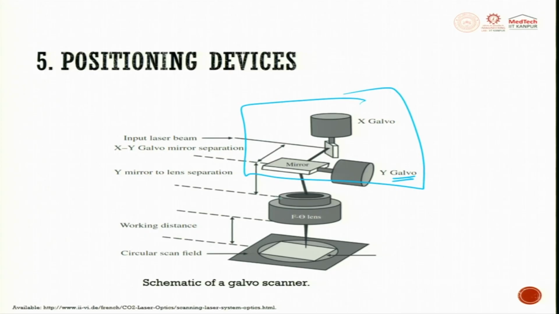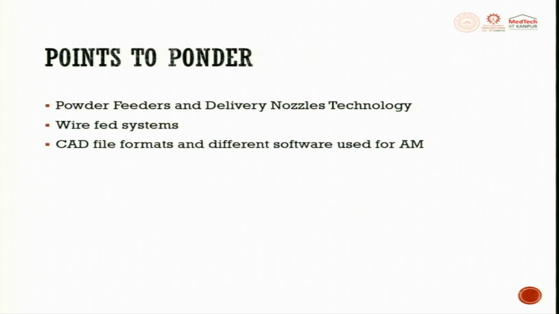You have an X galvo, Y galvo, then it passes through F theta lens which gives you a focus anywhere on a single plane. So, this is the working distance, this is the X mirror to lens separation, this is the XY galvano separation, and this is the X separation. This is a positioning device which is exhaustively used in laser.